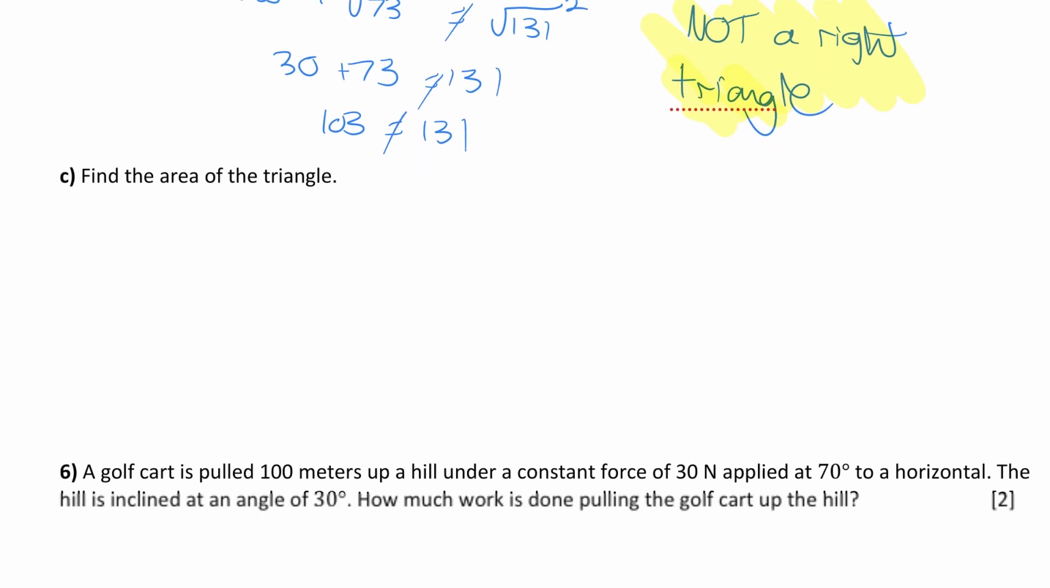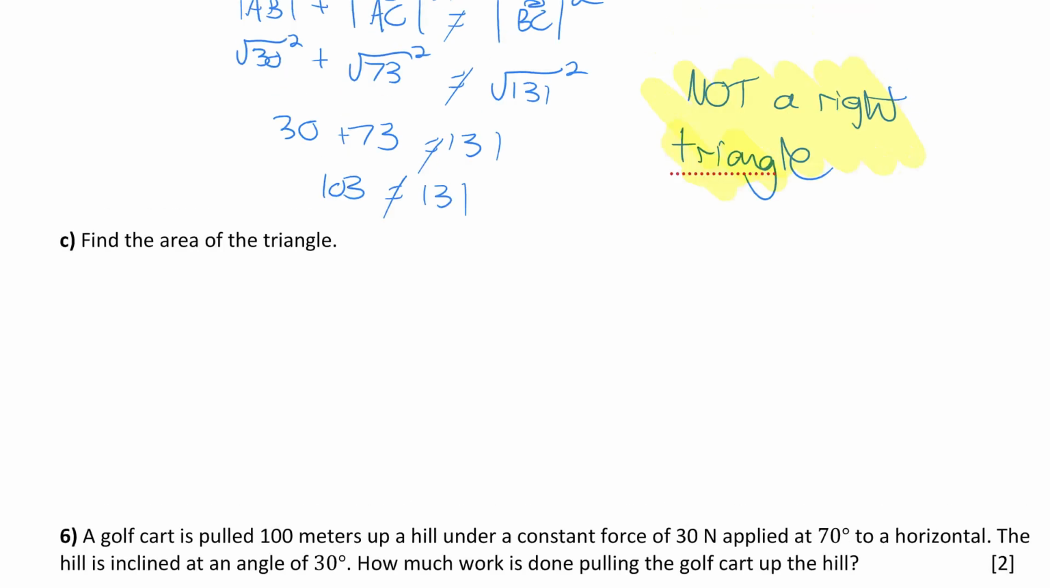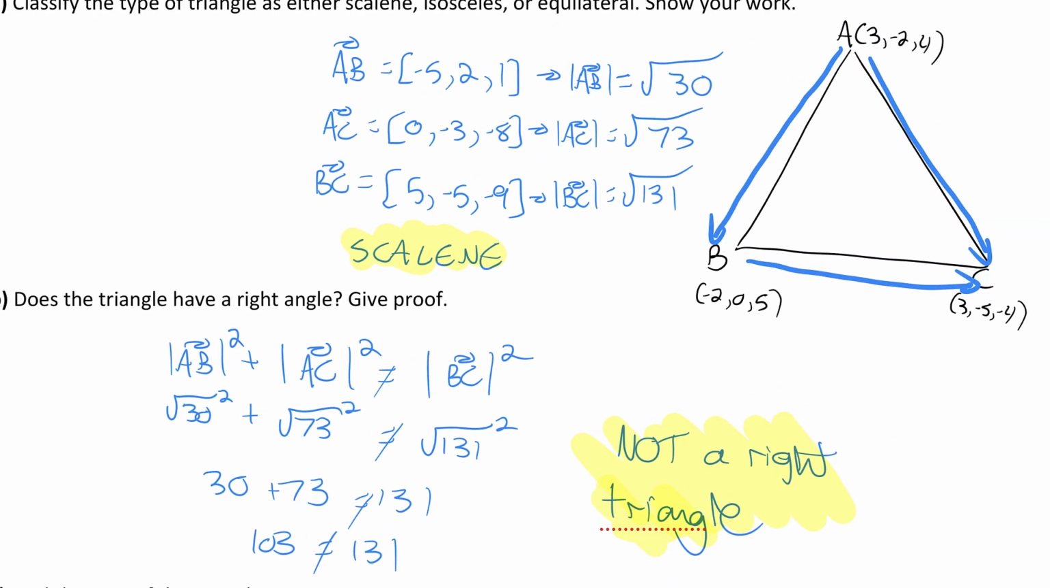Part C says find the area of the triangle. Well, I know a triangle is half a parallelogram, and the magnitude of the cross product finds me the area of a parallelogram, so I'll cut the magnitude of the cross product in half, and that gives me the area of the triangle.